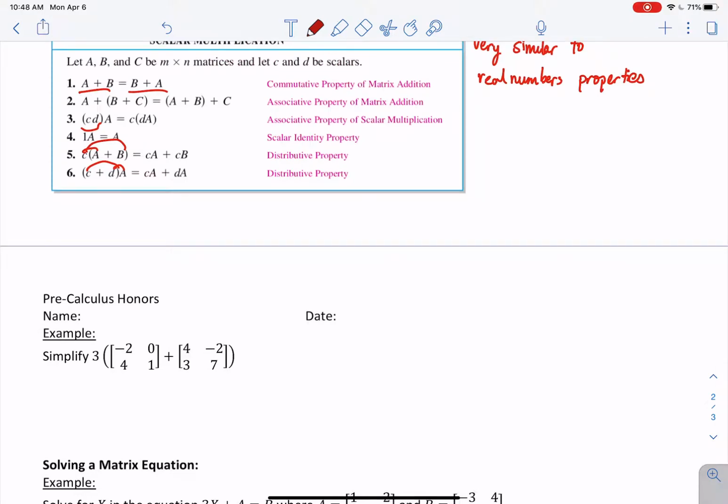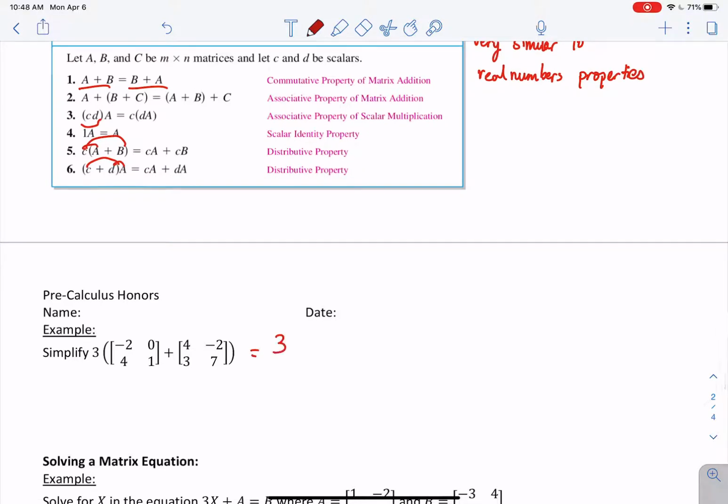So this problem is 3 times the addition of 2 matrices. We can do this in 2 different ways. The first way is going to be adding up the matrices on the inside. So when I add up the matrices inside the parentheses, I get negative 2 plus 4, 0 minus 2, 4 plus 3, and 1 plus 7. And I scale everything by 3, and I get 6, 21, negative 6, 24.